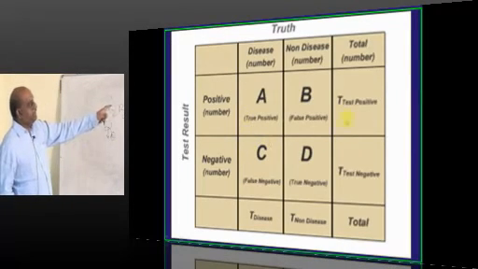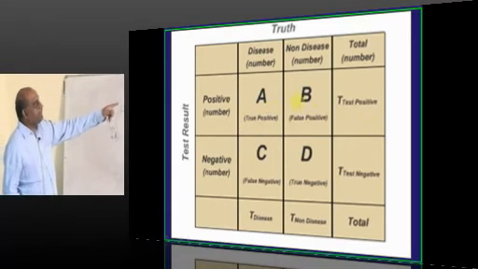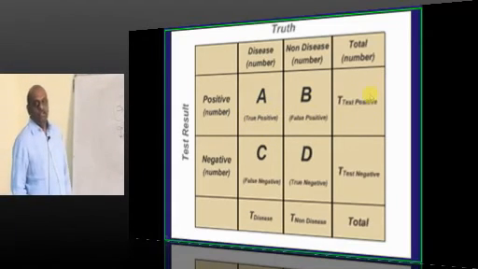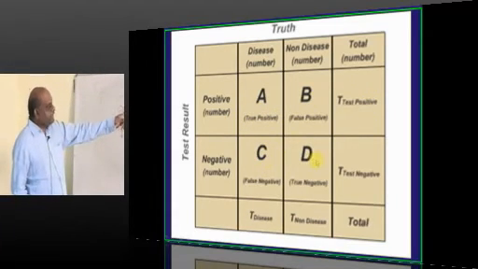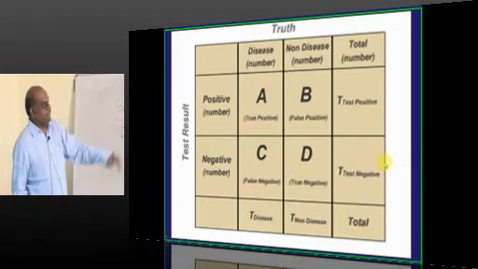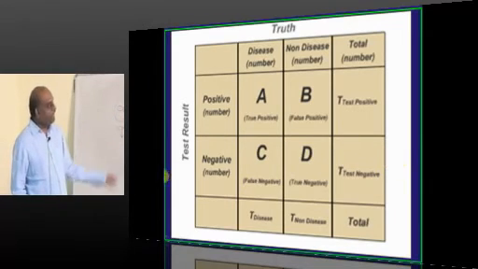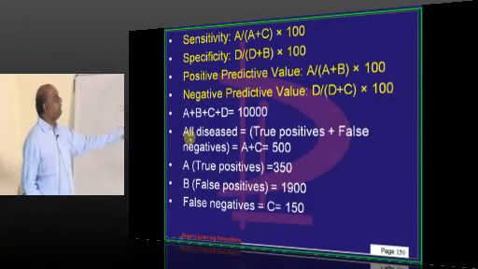A are true positives, B are false positives, A plus B is all positives. C are false negatives, D are true negatives, and C plus D is all negatives. That is if you go horizontally. But what is A plus C? All diseased. B plus D is all not diseased. Now let us start.